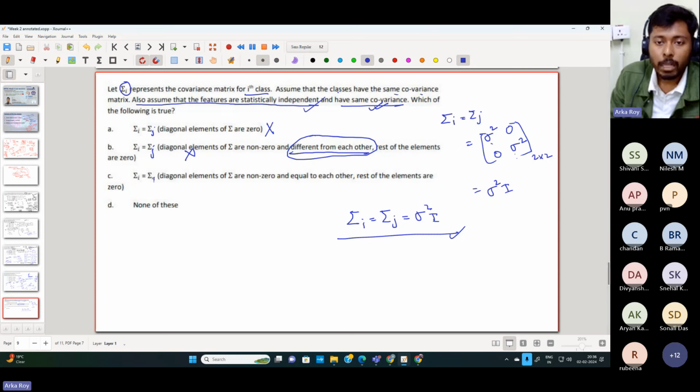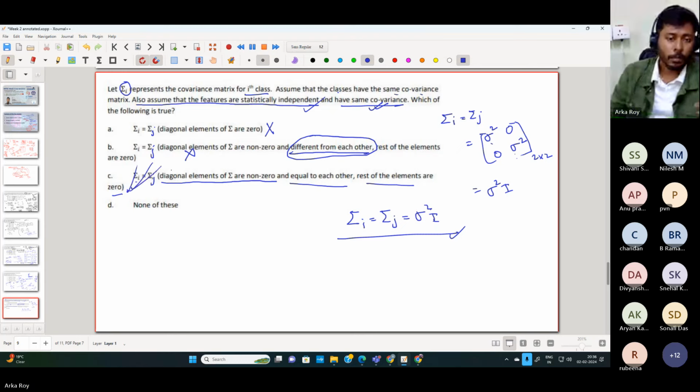So let us check option C. Sigma I equals sigma j, diagonal elements of sigma are non-zero and equal to each other, rest of the elements are zero. That means it is the perfect option. So option C is correct. I think all of you have got this question. If you have any query, then you can ask.